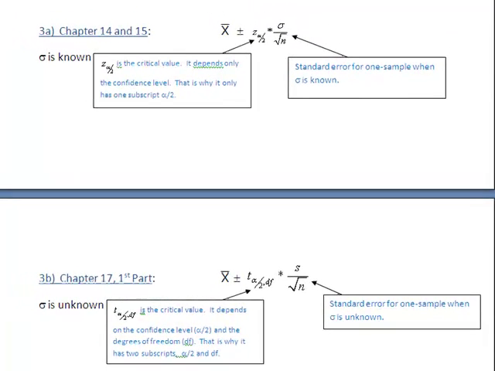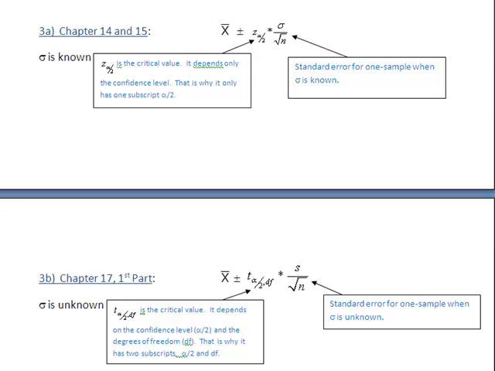Now 3b, remember the first 2 conditions have been met, simple random sample and normality. 3b is what happens when sigma is unknown. We now have to estimate sigma with the sample standard deviation, which is denoted by s. We could no longer go to table A, but had to go to table C, because we had to go to the t distributions to find our critical value.